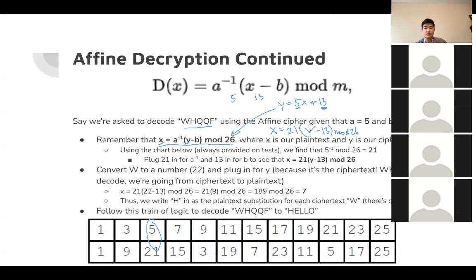Okay, so say we want to just decode this for fun, even though we already know what it decodes to. W is 22. So if I substitute in 22 for Y, 21 on the outside, 22 for Y, this is equal to 21 times 9, which is equal to 189. And this is all mod 26. I know that 182, I think, is a multiple of 26. So if you subtract, then you get 7, which is equal to H.